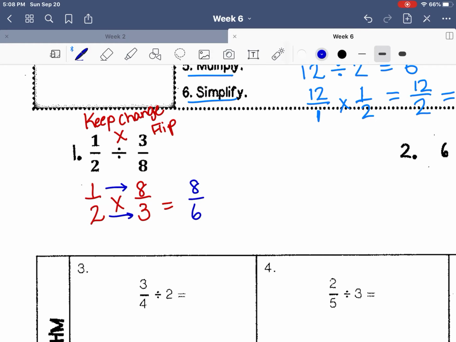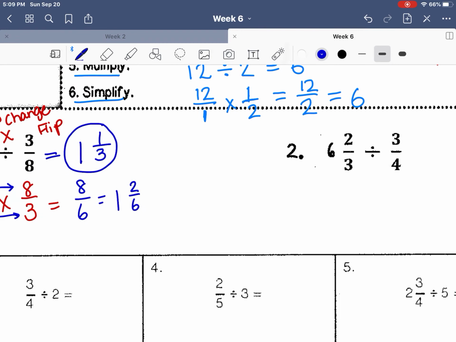6 will go into 8 one time with 2 sixths left over. 2 sixths needs to be simplified. So my final answer, 1 1/3. 2/6 simplifies down to 1/3. How many 3/8 are there in a half? There's one full 3/8, and there's a third of another 3/8.